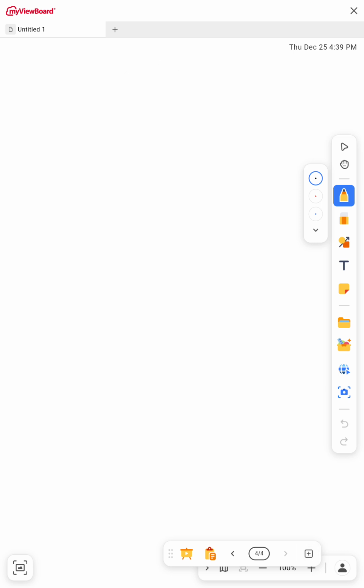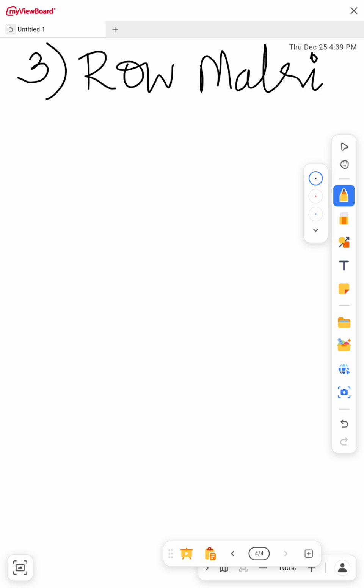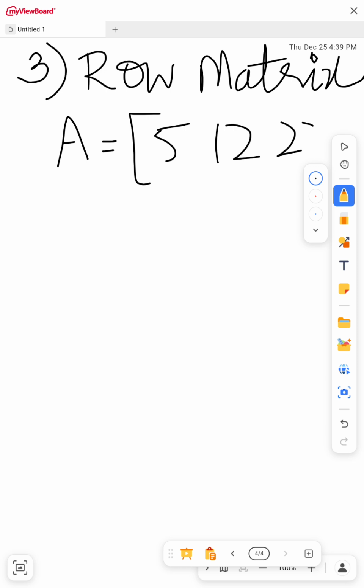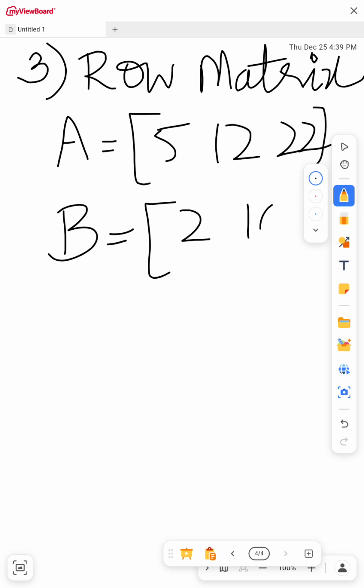Okay, now let's move on towards the next matrix. That is a row matrix. What is a row matrix? A row matrix is a matrix that has only one row. A row matrix may have any number of columns. For example, matrix A is equal to 5, 12, 22, or matrix B is equal to 2 and 10. It has only one row. So, this is an example of a row matrix.